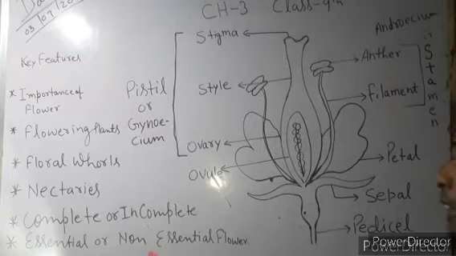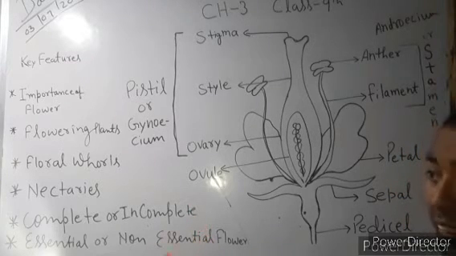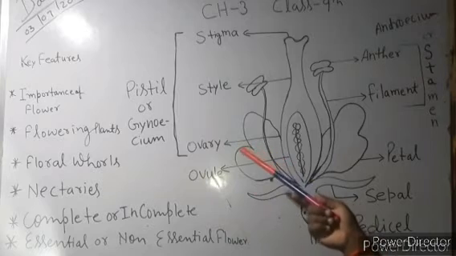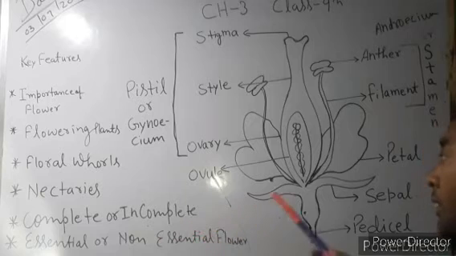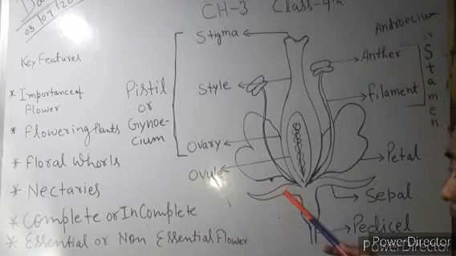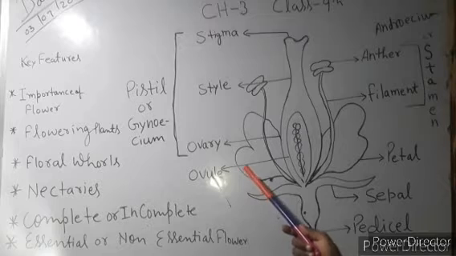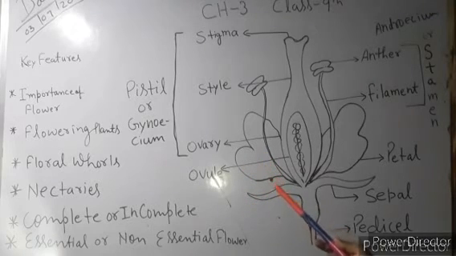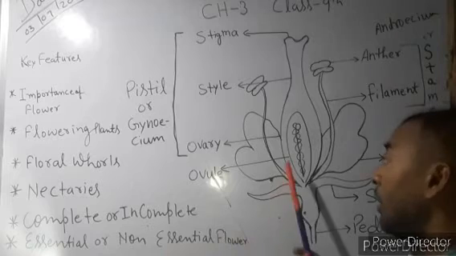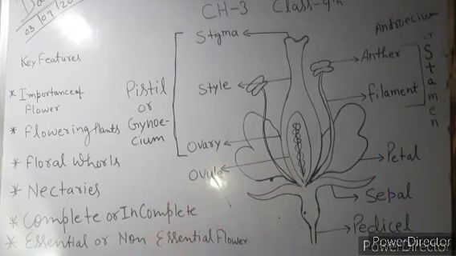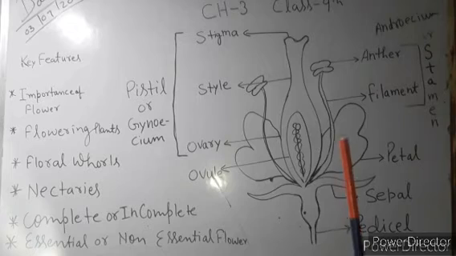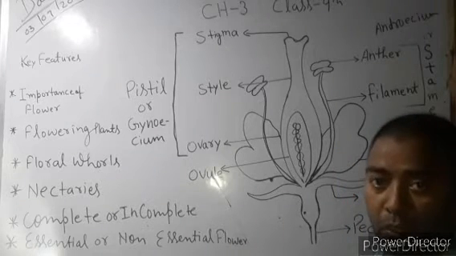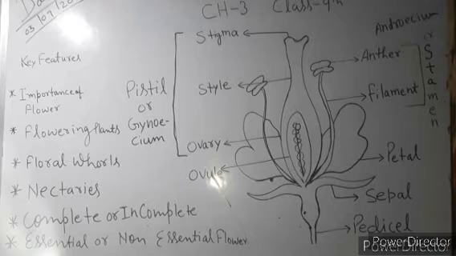Okay. And the non-essential parts do not take part in reproduction directly, but they help in doing so. That is, sepals and petals. These are the non-essential organs which help in reproduction and pollination, but do not take part directly in the reproduction. So they are the non-essential parts of the flower.